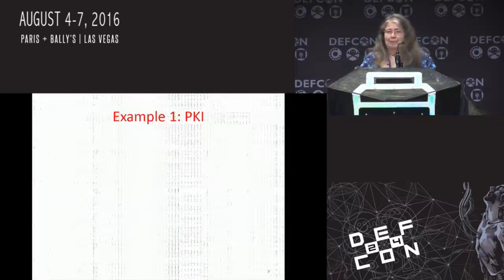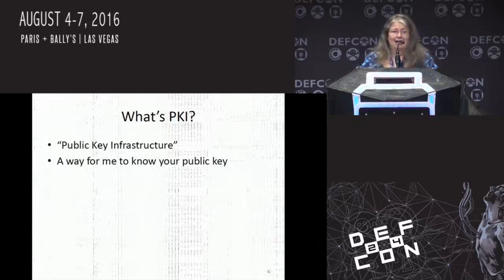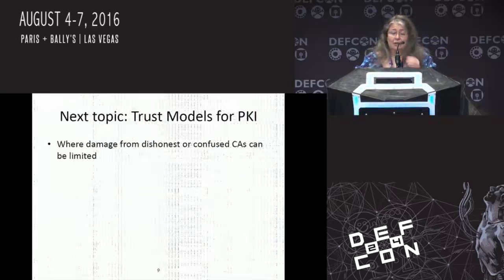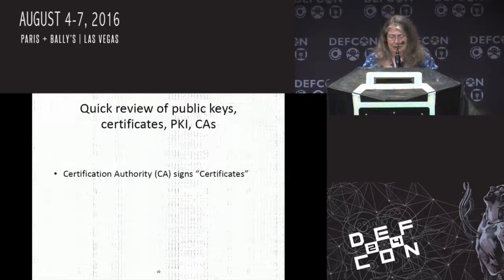The first example I'm going to talk about is trust models for PKI, and I'll explain what that means. What's a PKI? It's a way for me to find out what your key is. I want to talk about trust models where dishonest or confused CAs can't damage the entire world. First I'm going to talk about the 3 models that are currently deployed and why none of those will work, and then I'll talk about how I think it should work, which is actually quite simple, and I have no idea why they don't do it.